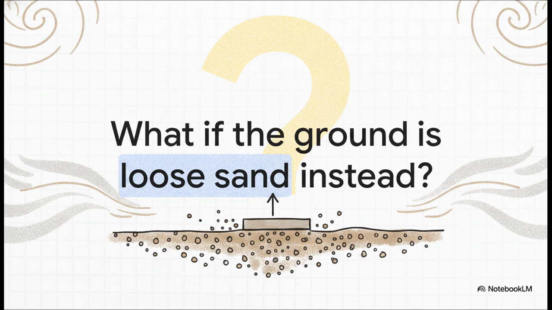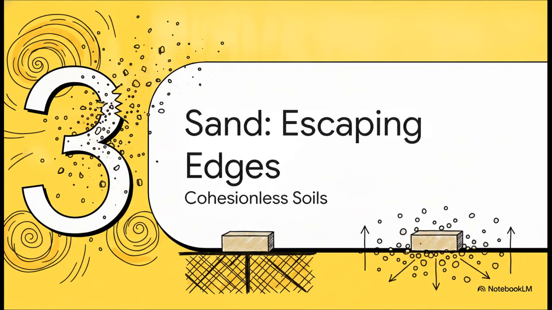Okay, so we know clay fights back at the edges, but what if the ground isn't sticky, cohesive clay? What if instead we build on loose, granular sand? Take a second to guess how that might change the physics. This brings us to Section 3, sand, the escaping edges. We're moving over to cohesionless soil now, where the foundational rules pretty much completely flip upside down.